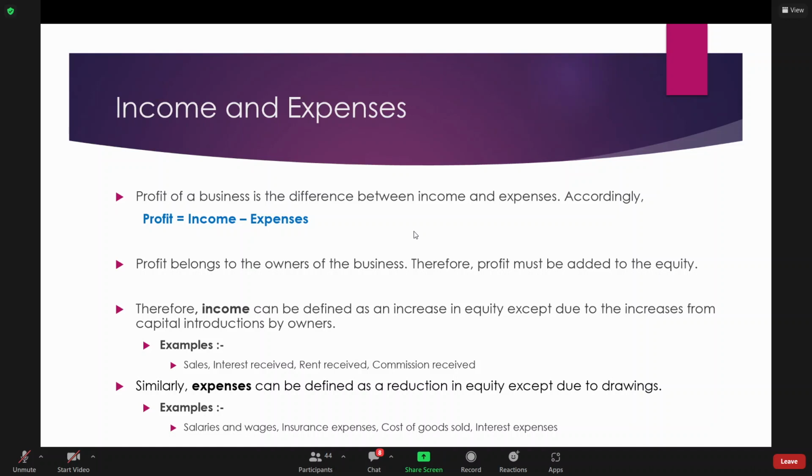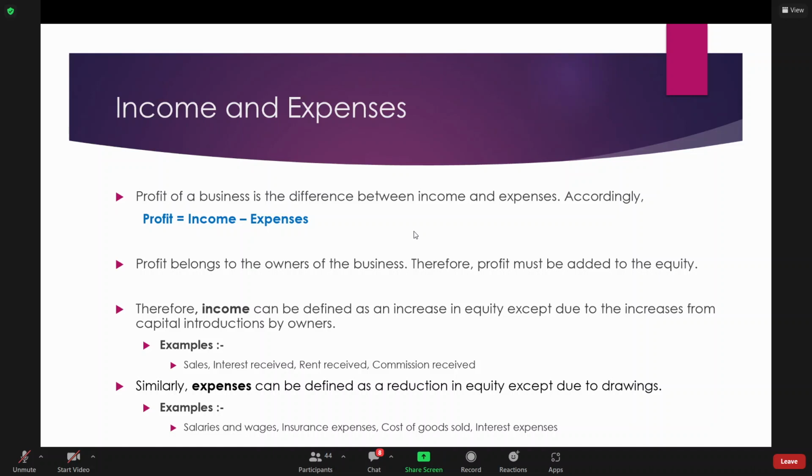Therefore income can be defined as an increase in equity, except for increases from capital introduced by the owners. You can ignore that part, but income will increase the equity, whereas expenses can be defined as a reduction in equity. Expenses will reduce the owner's equity, and income will increase the owner's equity. There is an exception: increases from capital introduced by the owner, or drawings. We will touch on that later.